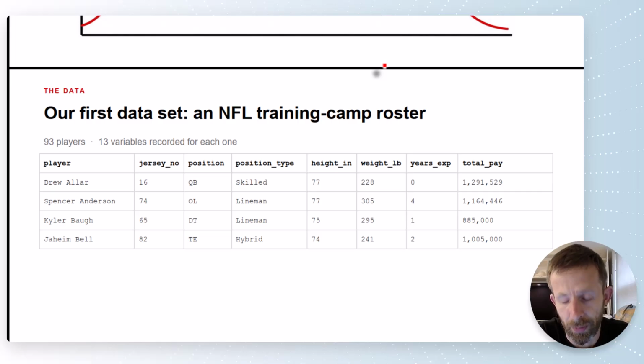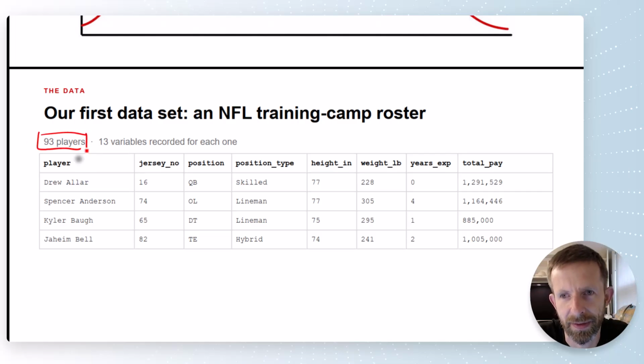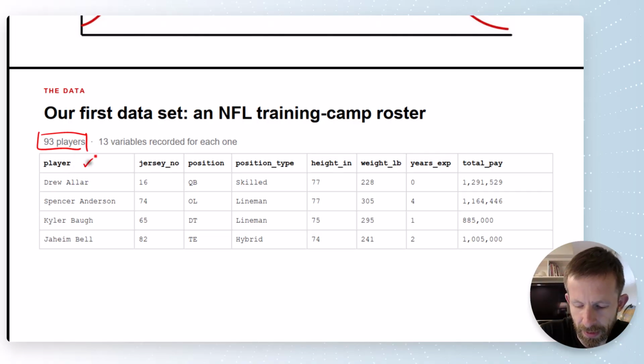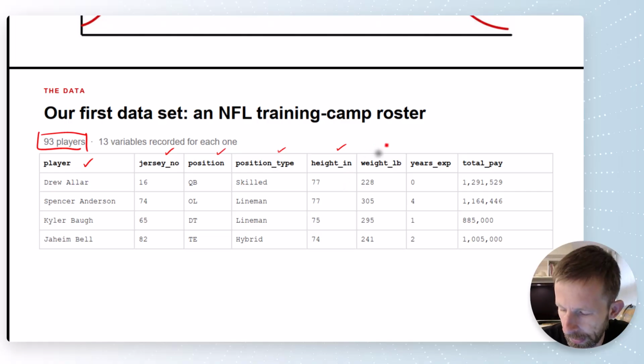So our first data set that we're going to be working with is an NFL training camp roster. We have 93 players. I think by the playoffs, they cut it down to like 53 or 55, and 13 variables. So this is the up-to-date 2026 training roster for the Pittsburgh Steelers. So you've got the player name, their jersey number, position type, height. Height is strictly in inches, which makes sense. Normally it's like feet and inches, which makes the arithmetic more difficult. Weight, years of experience, total pay.